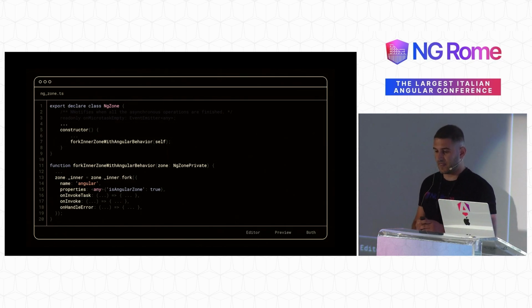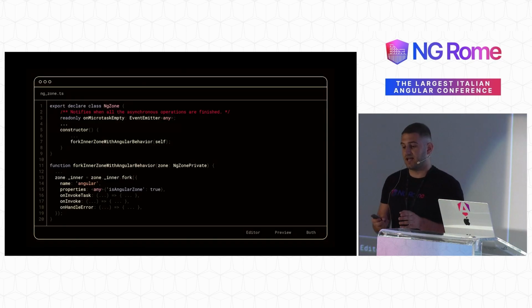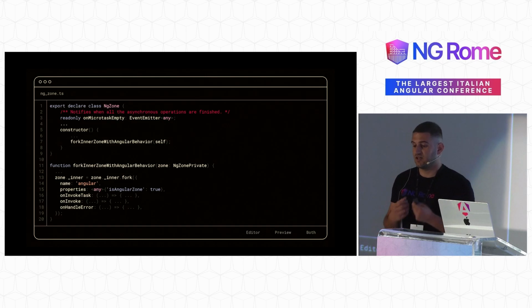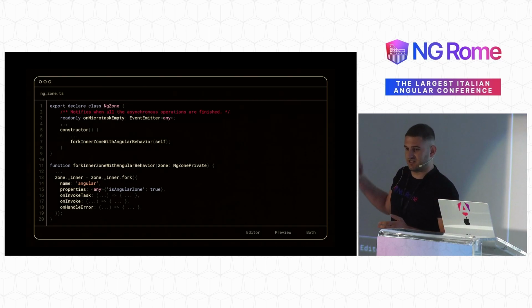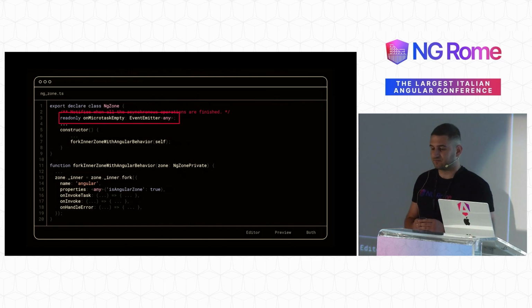One other thing is it has this onMicrotaskEmpty, which is nothing else than an observable that will emit when all the asynchronous operations are finished. Things like setTimeout, setInterval, or addEventListener, it doesn't care. It will know that the event queue is empty. And it will, of course, emit that as an observable. EventEmitter is just a subject under the hood, of course.